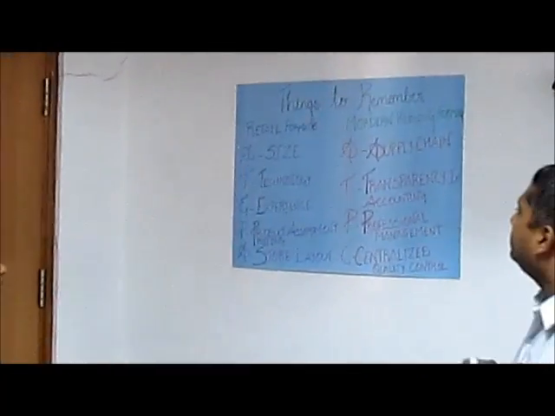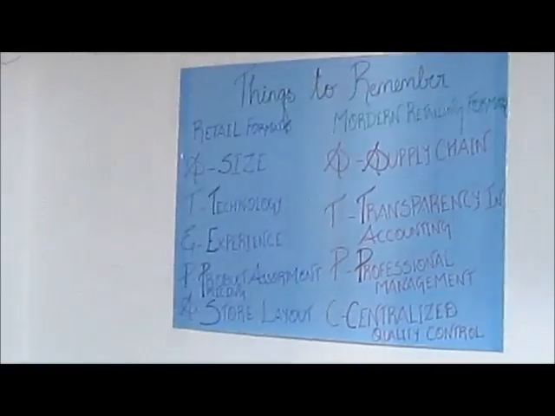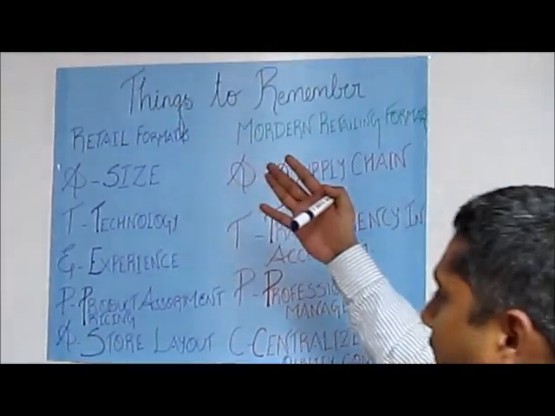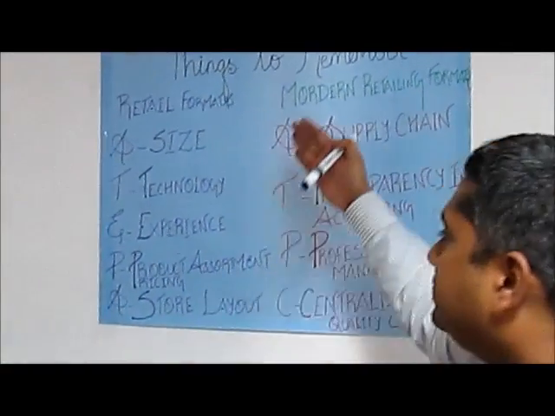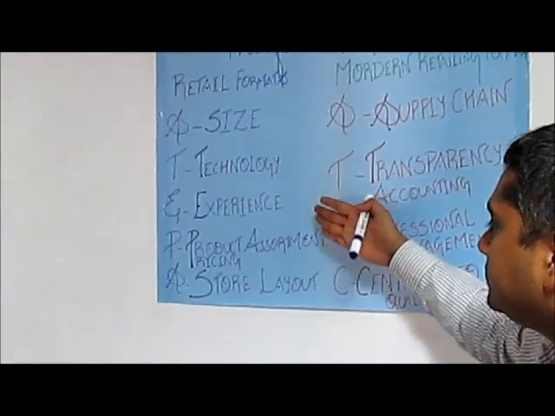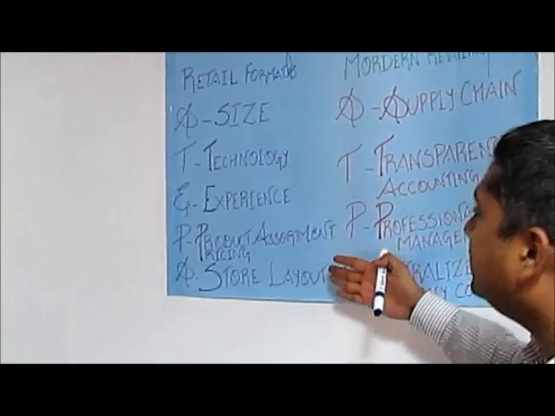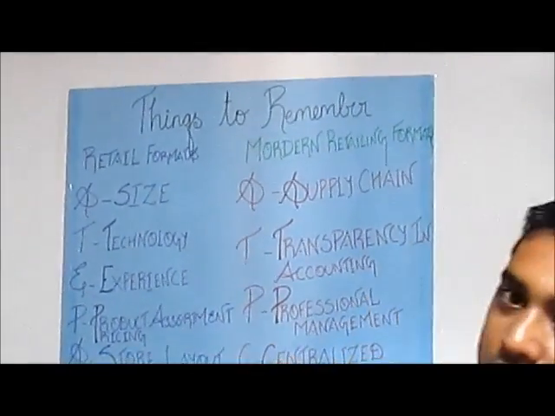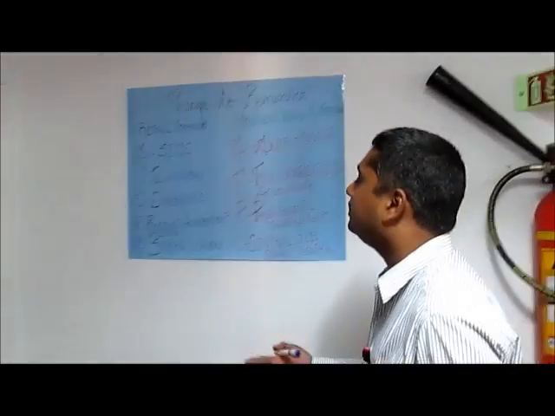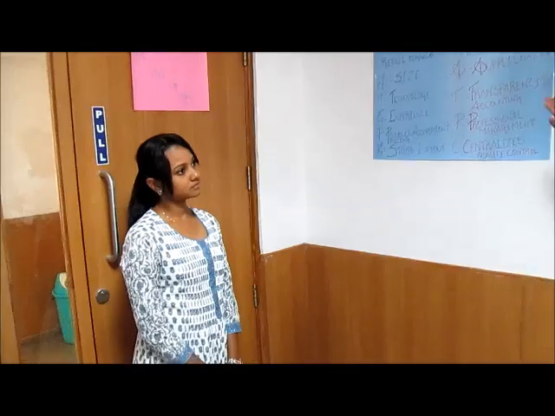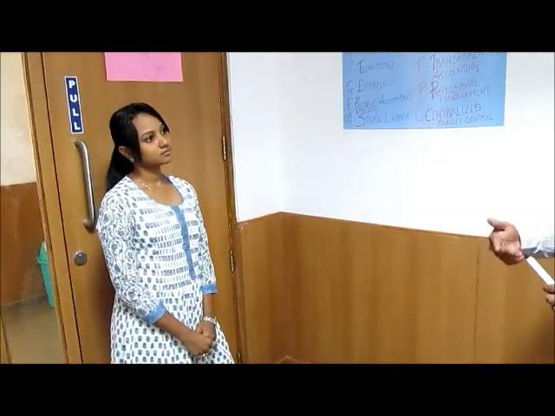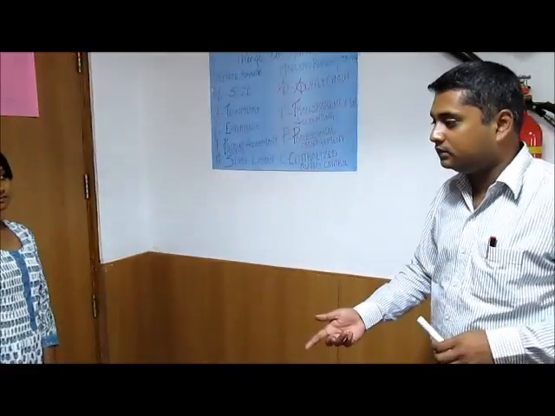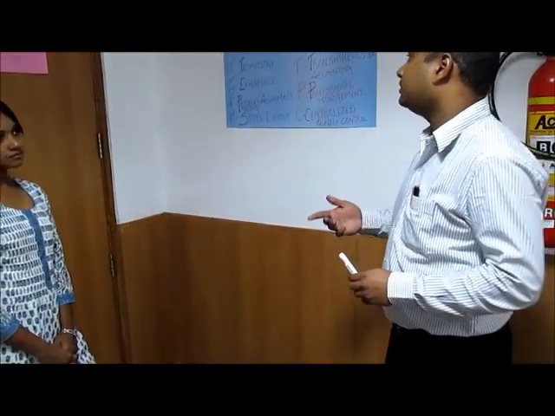So this chart tells us about the retail formats and also about the modern retailing formats. In the retailing formats, we have something called steps. That is size, technology, experience, product assortment, pricing, and the store layout. These are the parameters which decide the formats that we have right now. For example, we have a format in the US called a convenience store. What is a convenience store? You just walk into the store, pick up the products and move on. You don't spend much time.